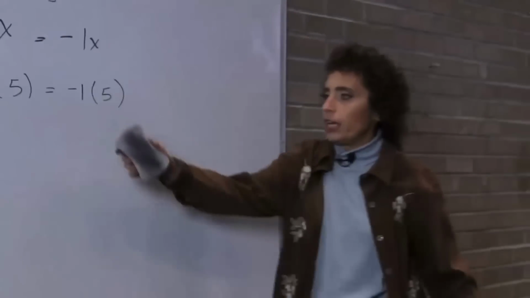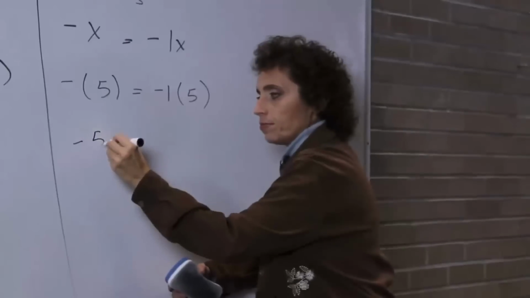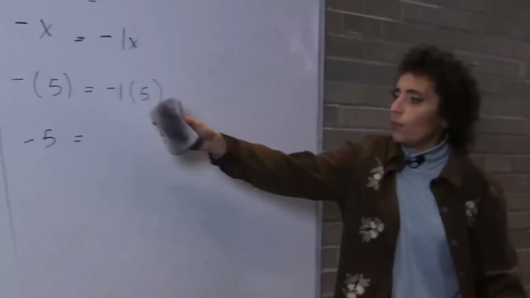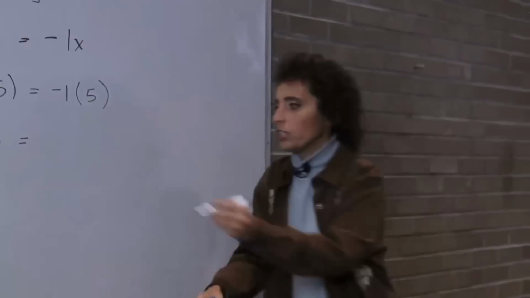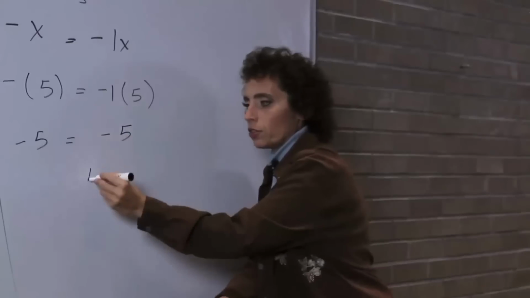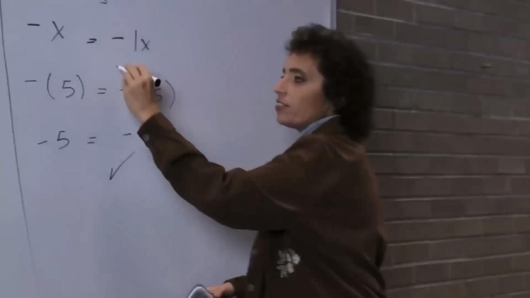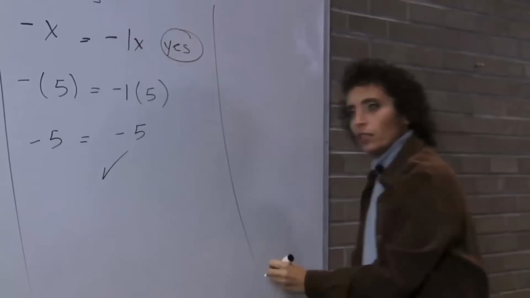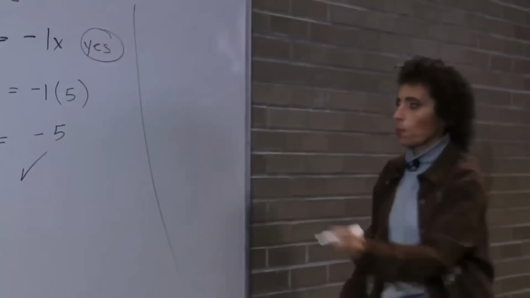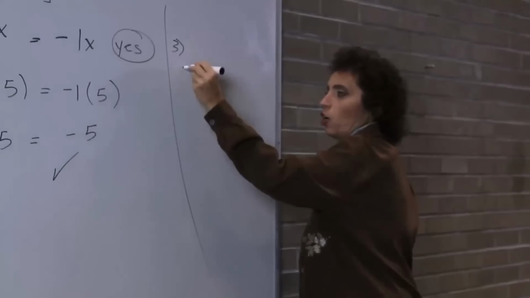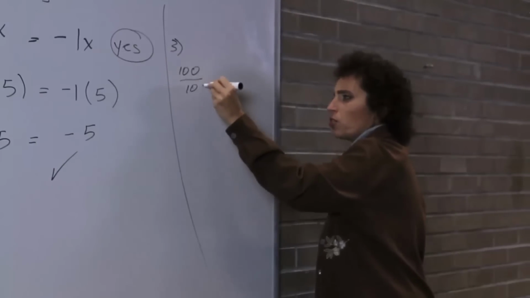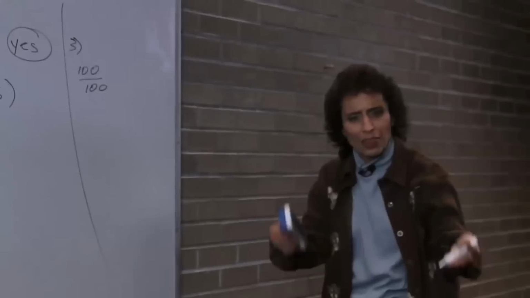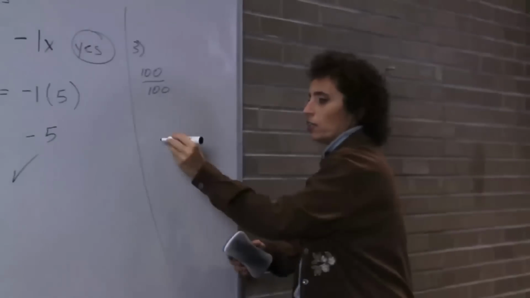All right. That's just negative 5. Negative times a positive, signs are different, it's negative. 1 times 5 is 5. So that checks out. So is it equal? Yes, it is equal. Number 3. I hope I'm going somewhere with these examples, because if I'm not, I don't know what I'm doing them for. I think I must be going somewhere.